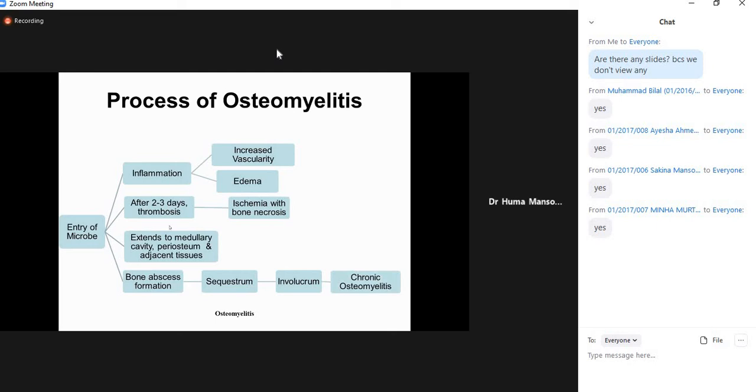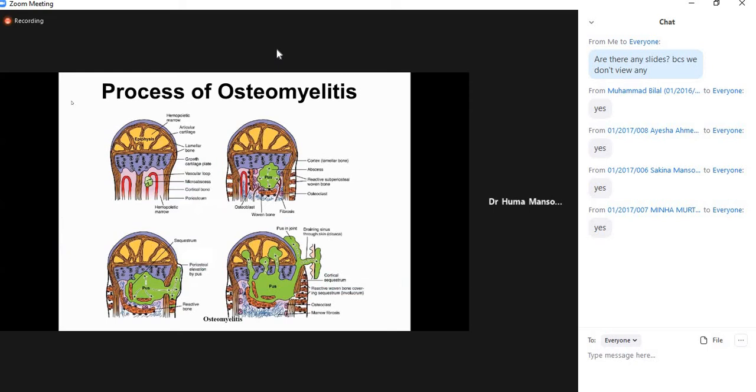So just have a look at this slide. These are all chains of events that are occurring simultaneously. Try to remember all these things. As you can see, this is the Brodie's abscess, a microabscess, which is being formed just adjacent to the metaphysis.